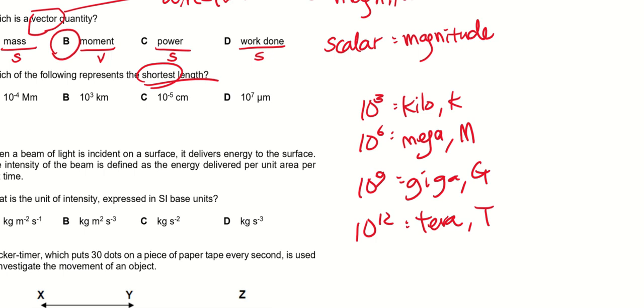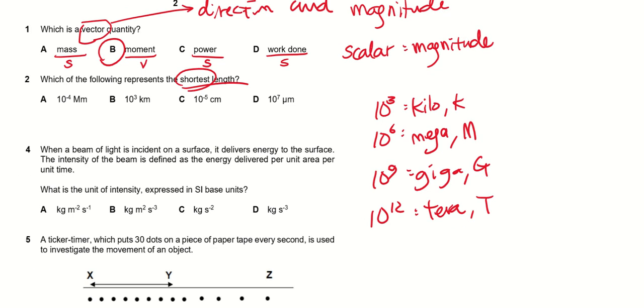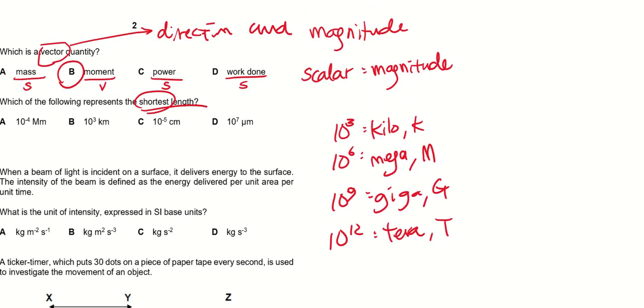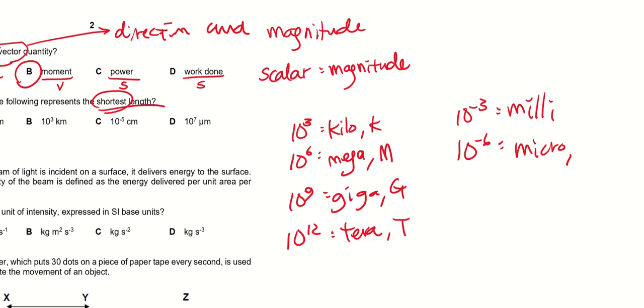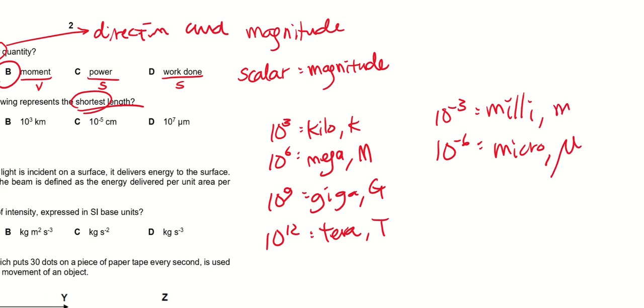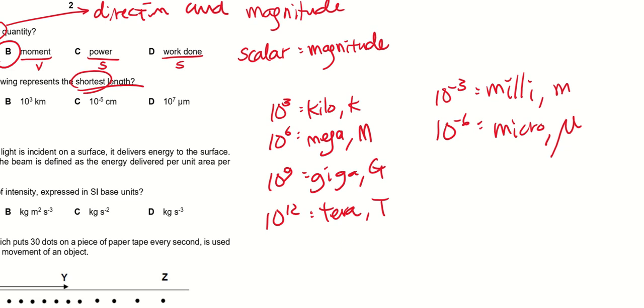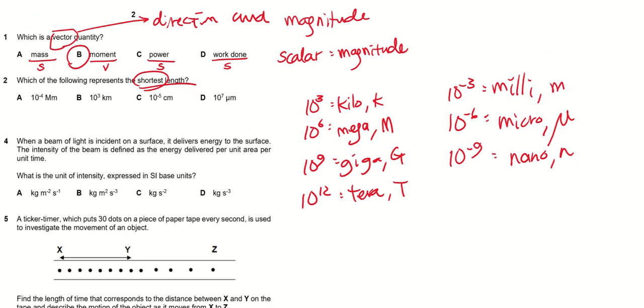These are positive indices. Then we also have the negative ones, which means they are getting smaller and smaller. 10 to the power of minus 3 is milli. We have 10 to the power of minus 6, micro. Again, you need to know their symbols. Milli is a small letter m, micro is a u with a pigtail. Then we have 10 to the power of minus 9, which is nano, small letter n.